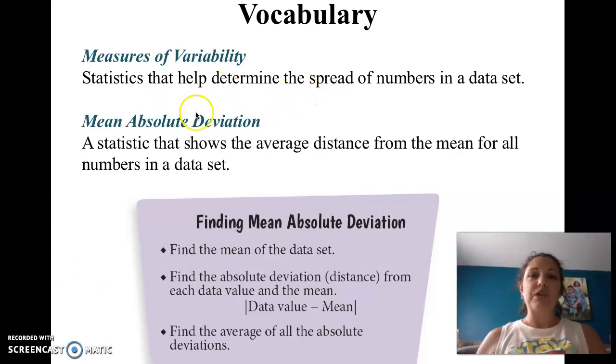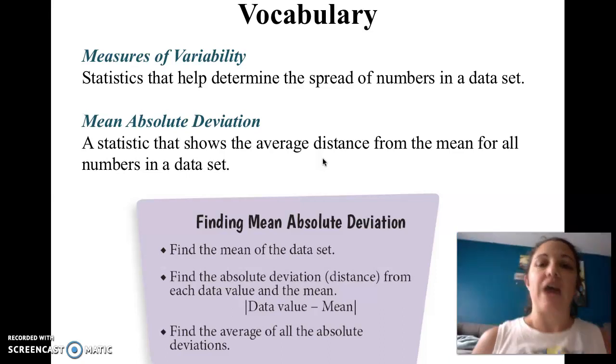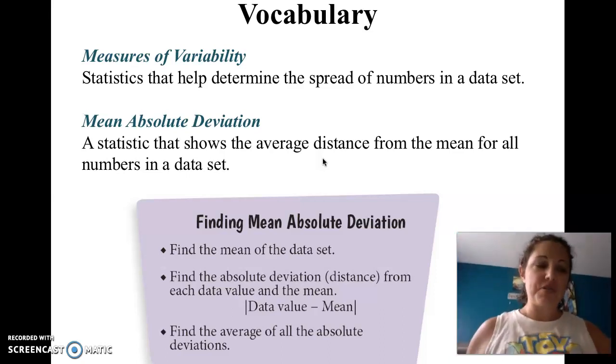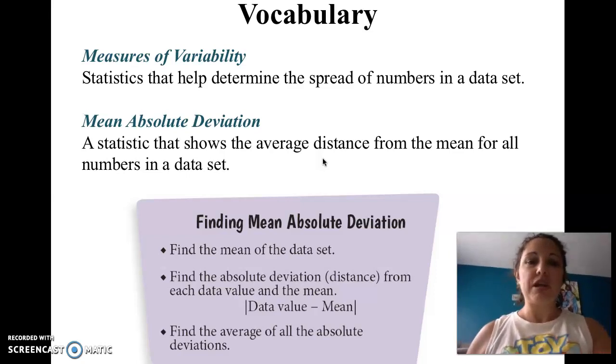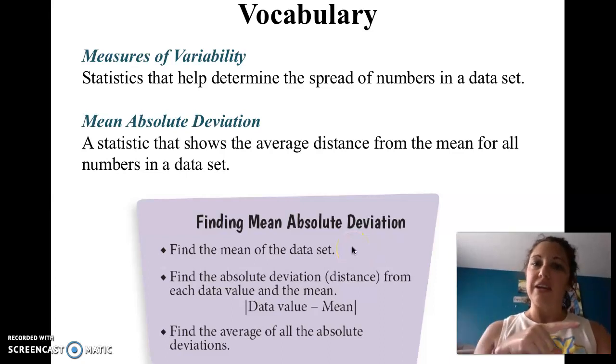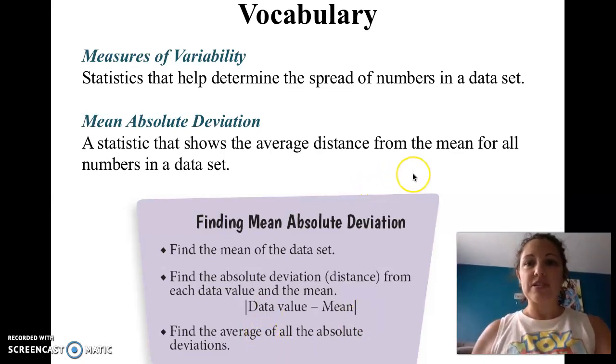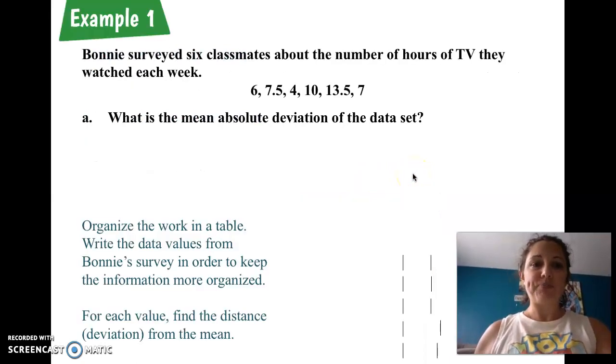So when we're talking about the spread of data, we're talking about measures of variability. And like I said, today we're specifically talking about mean absolute deviation. So we're talking about, on average, how far are these values from the mean? To do that, the first thing we have to do is find the mean of the data. So remember, mean you have to add and then divide by however many pieces of data you have. Then we're going to find the distance that each of those is from the mean using subtraction. And then we're going to find the mean of all of that. Okay, so it's basically finding the mean twice.